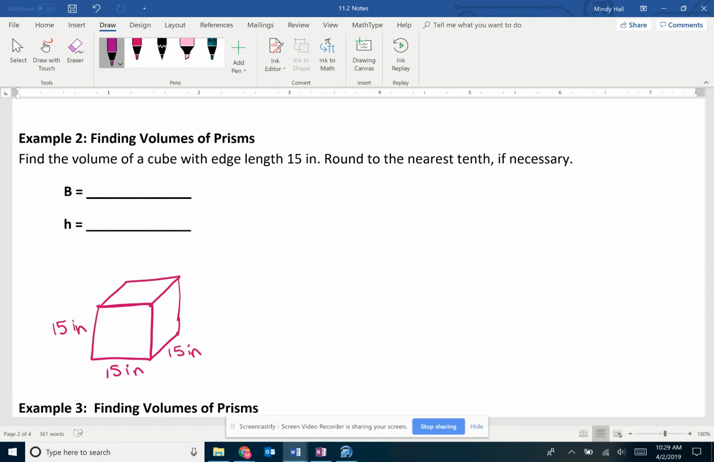So in order to find the base area and this volume of a cube, you can either use that side cubed, or you can say that your base area is length times width. And in this case, that would be 15 times 15. And so your base area would be 225 inches squared.